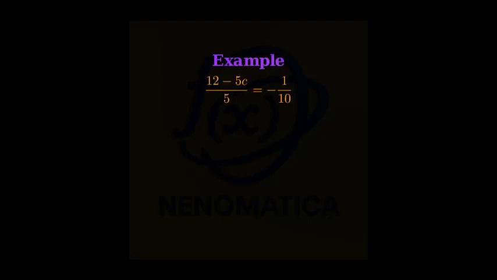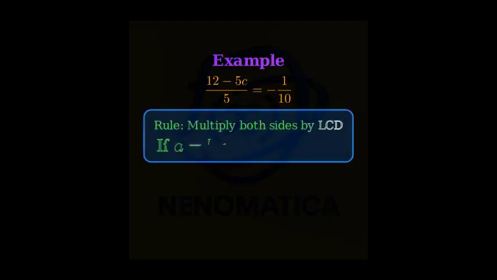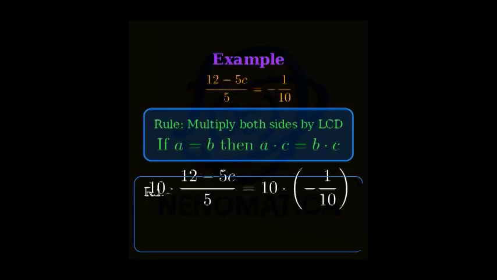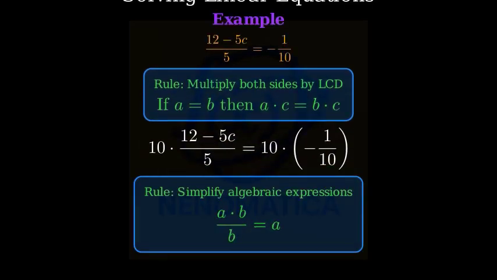We need to solve the equation (12 minus 5c) divided by 5 equals negative 1/10. Let's start by multiplying both sides of the equation by the least common multiple of the denominators. The denominators are 5 and 10, so the least common multiple is 10. We multiply both sides by 10. Now, we simplify the left and right sides.